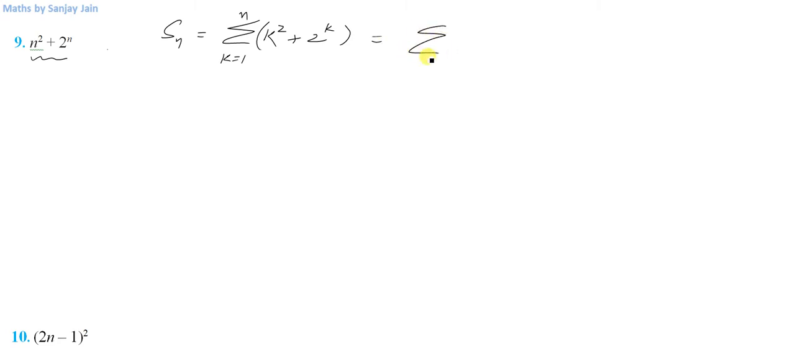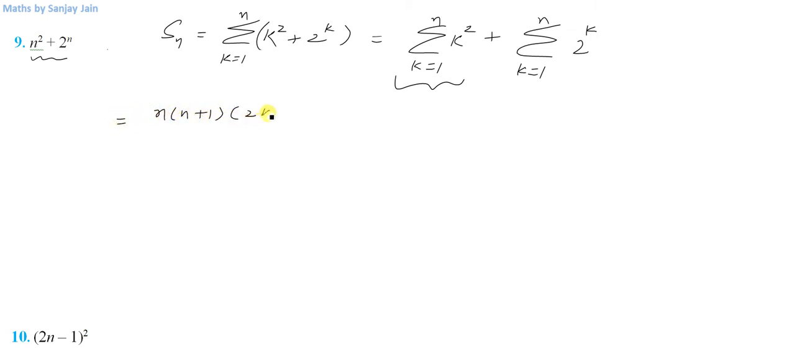So we can write this separately as sigma k equal to 1 to n of k squared plus sigma k equal to 1 to n of 2 raised to power k. This is simply the sum of squares of the first n natural numbers. So n into n plus 1 into 2n plus 1 upon 6.